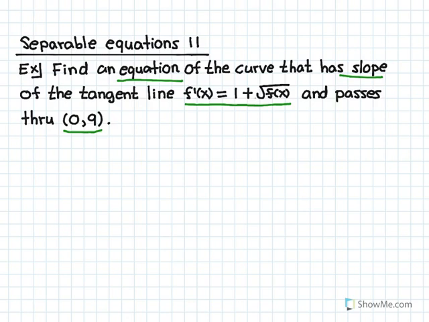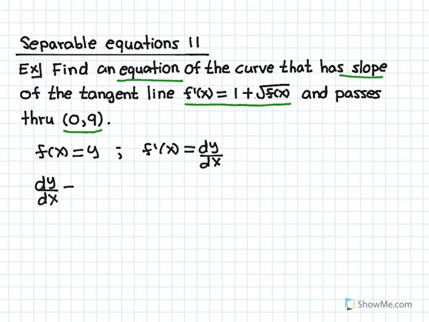Those are xy coordinates. The first step is to rewrite f of x as y, and let's rewrite f prime of x as dy/dx. This way we can set up a differential equation and solve it. So we get f prime of x, which is dy/dx, equal to 1 plus root y. This is a differential equation. We're going to apply separation of variables to solve this.